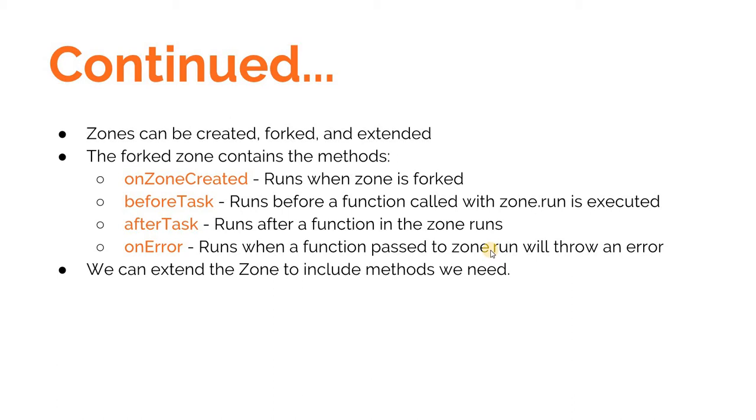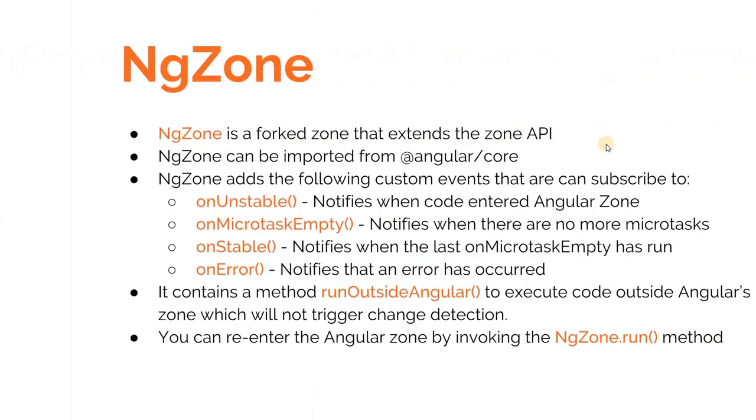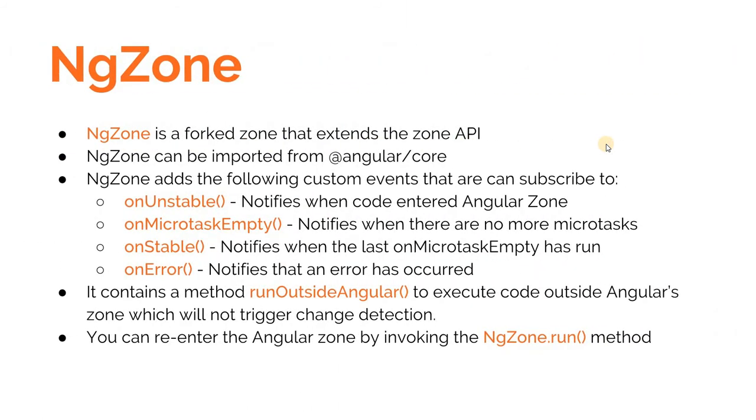But we can also extend a zone to add or include our own methods, and that's what Angular has done. Angular has forked the zone and it has extended the zone API to add its own functions like onUnstable, onMicrotaskEmpty, onStable, and onError.